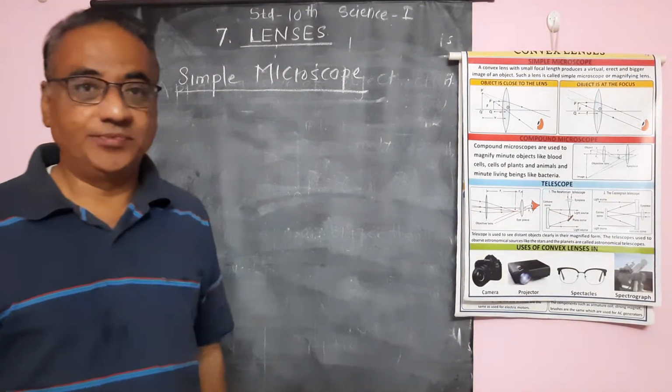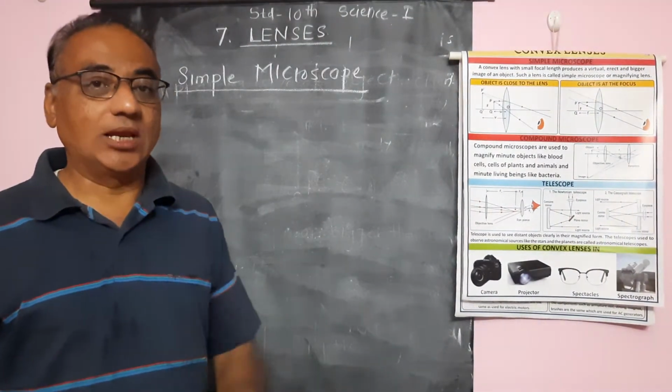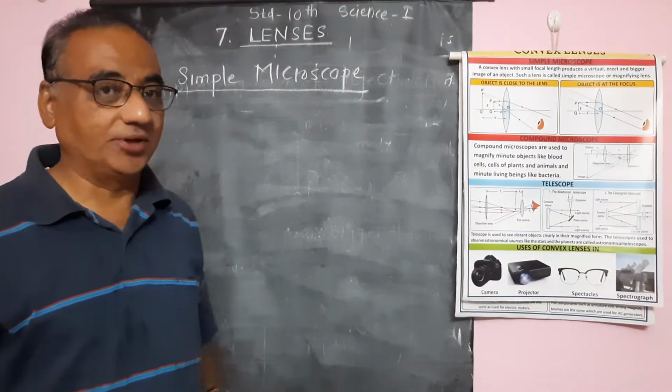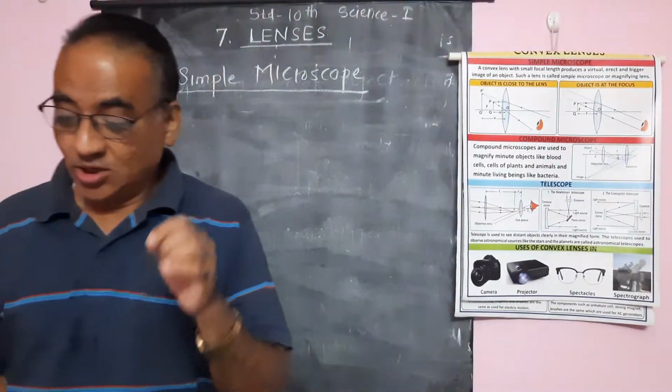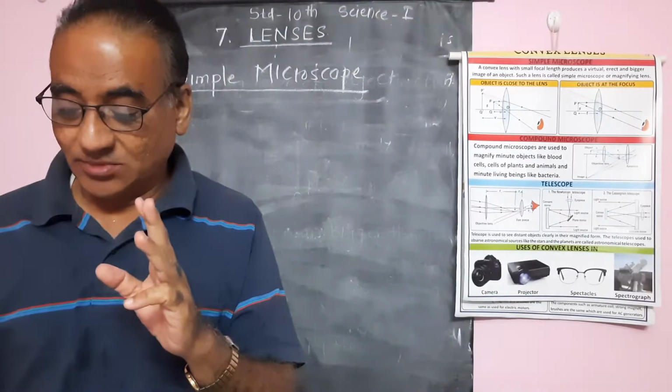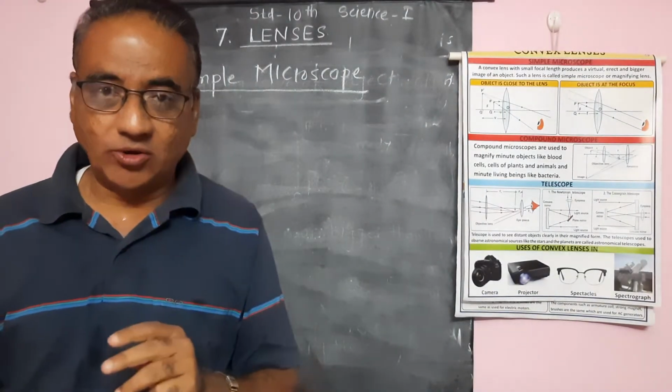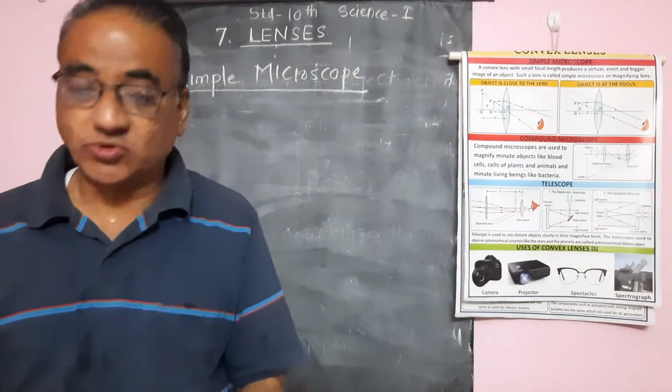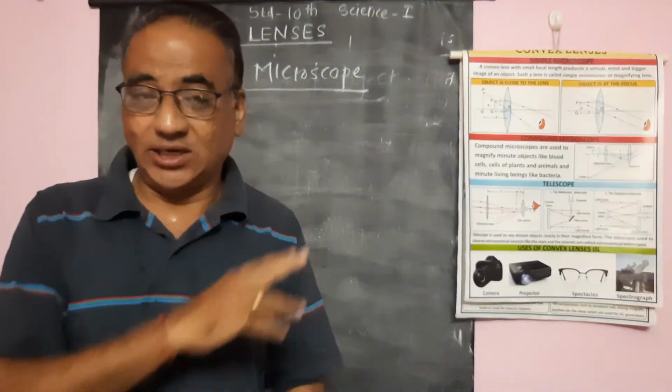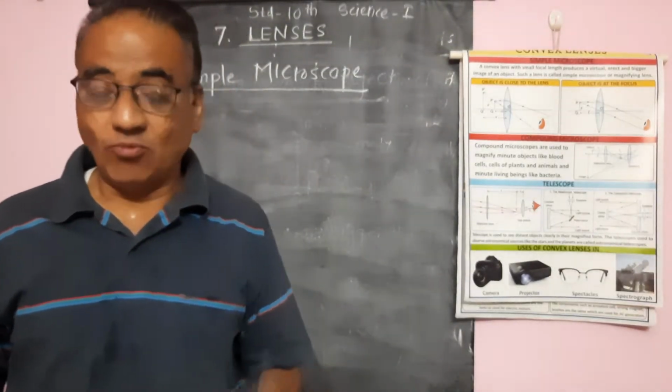Hello student. Now let us turn towards the last topic of this chapter, that is nothing but the uses of convex lens. There are three main uses of convex lens: it is used as a simple microscope, it is used as a compound microscope, and it is used in a telescope. Right? Now let us study one by one.